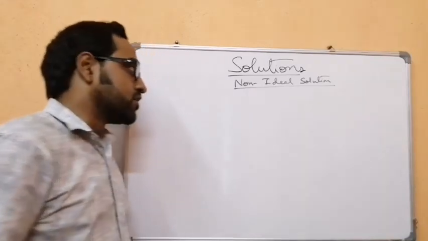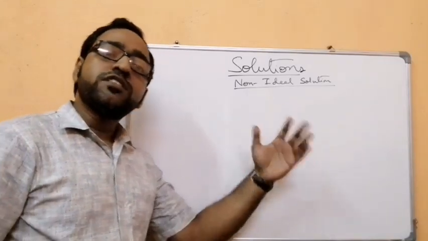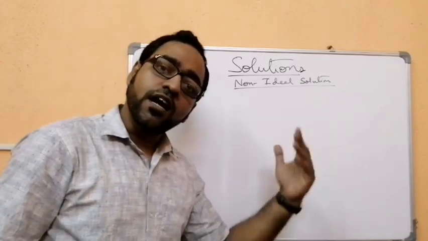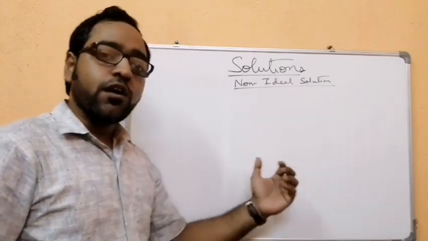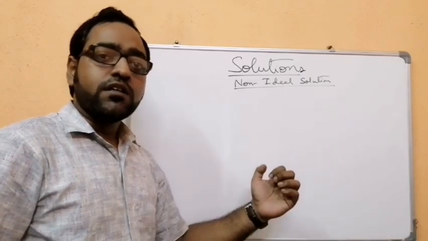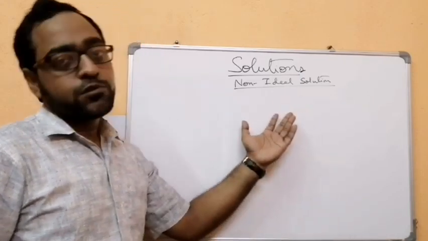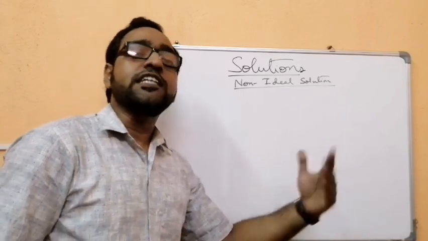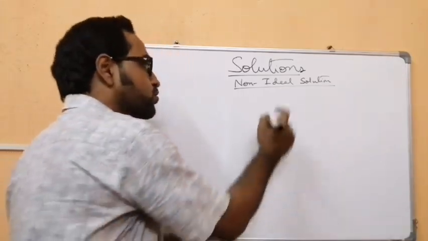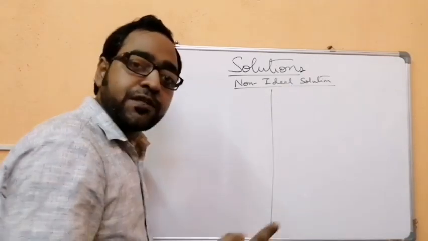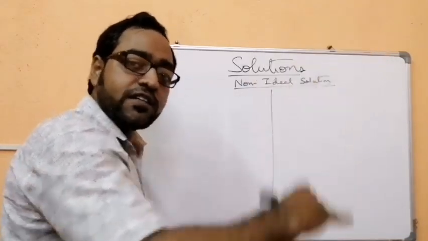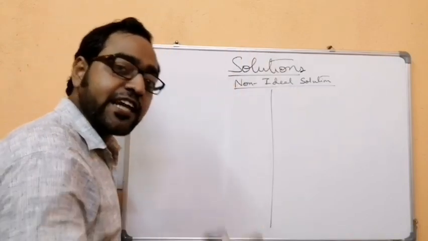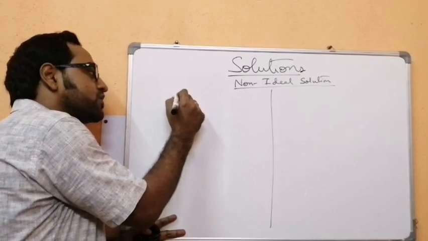Now non-ideal solution. Those solutions which do not obey Raoult's law over the entire range of concentration are called non-ideal solutions. For such solutions, the vapor pressure will be either greater than or less than what is expected from Raoult's law. If the vapor pressure is greater than expected from Raoult's law, we call it positive deviation.